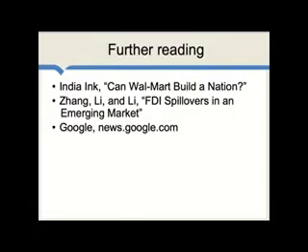There's plenty to read on this topic. For one very short introduction, see in India Inc. the article, Can Walmart Build a Nation? For a more academic treatment of foreign direct investment, you might read this piece, which is available online. Also use Google, trying the keywords offered in this section, and for the very latest news, type those keywords into news.google.com.